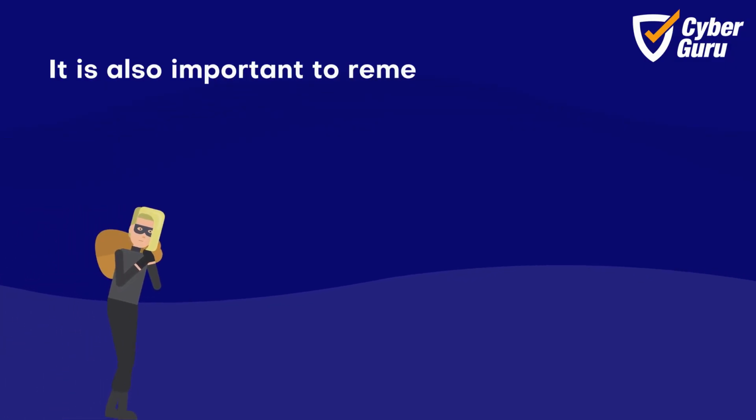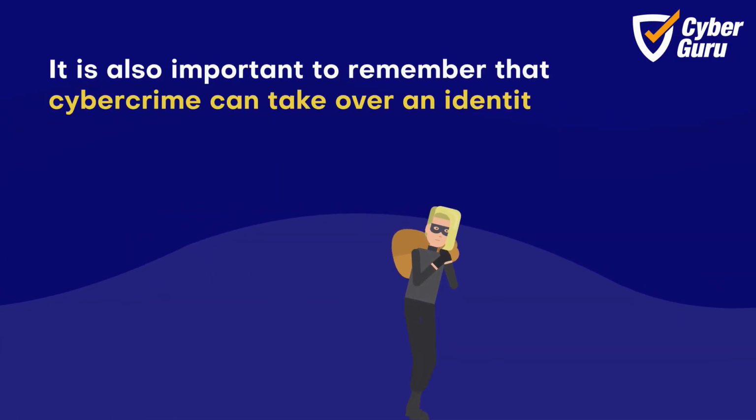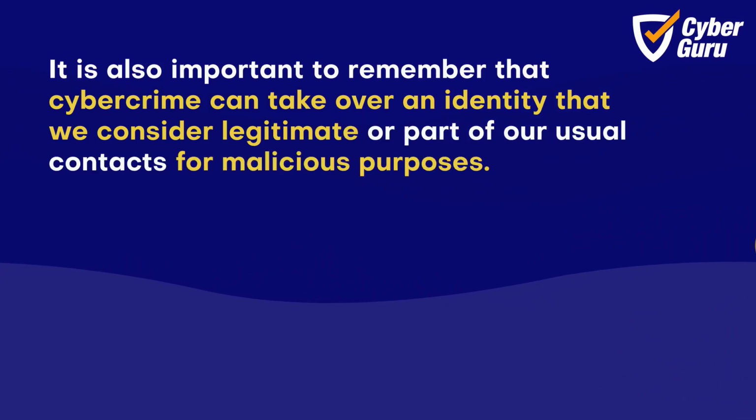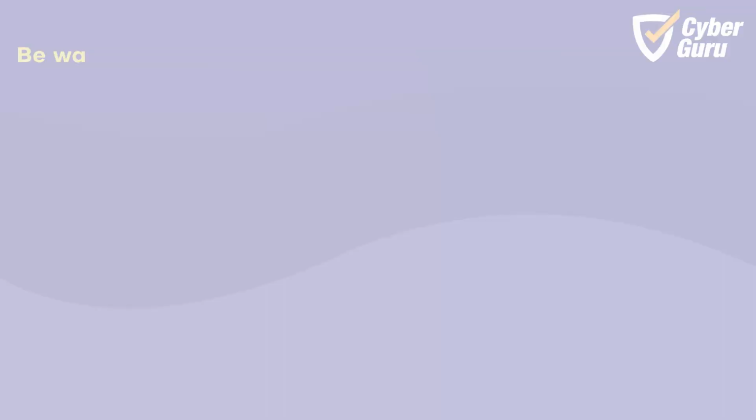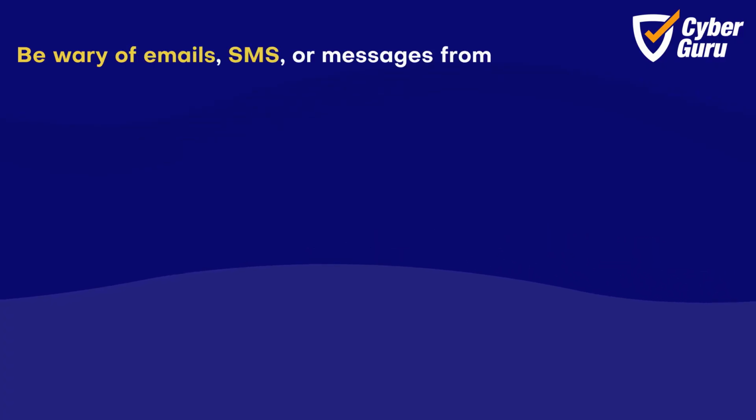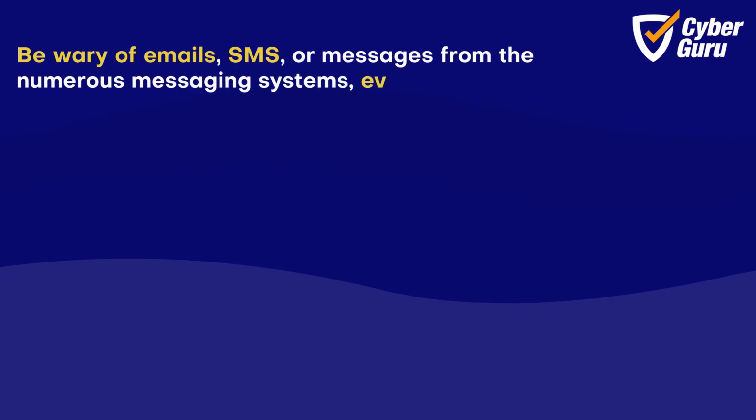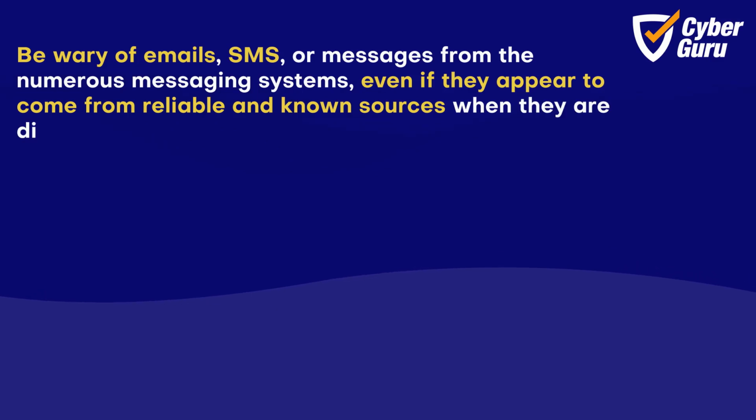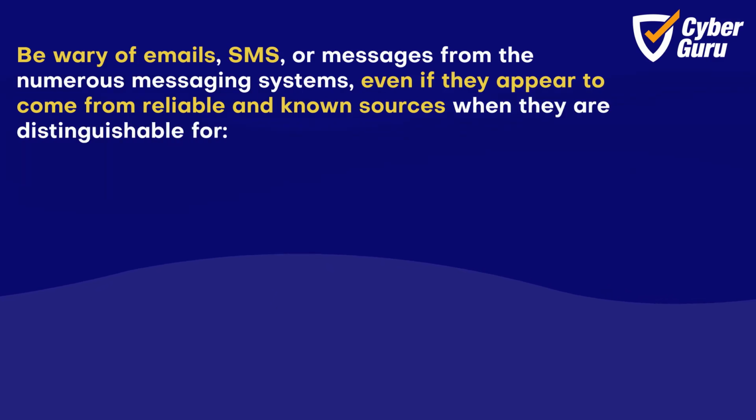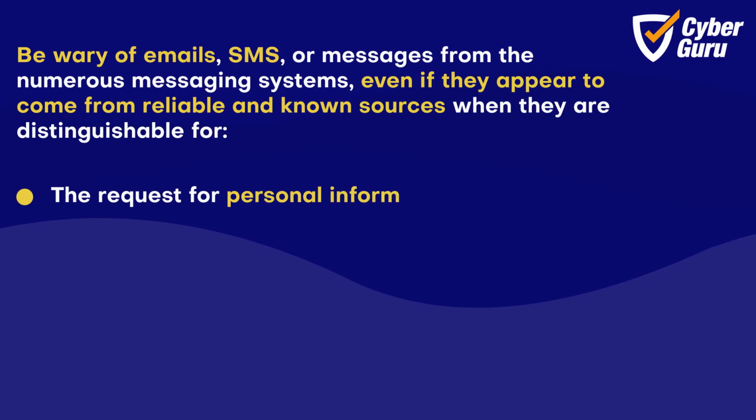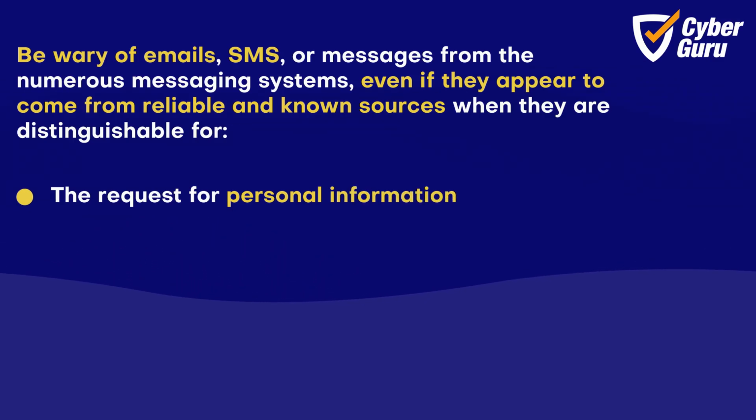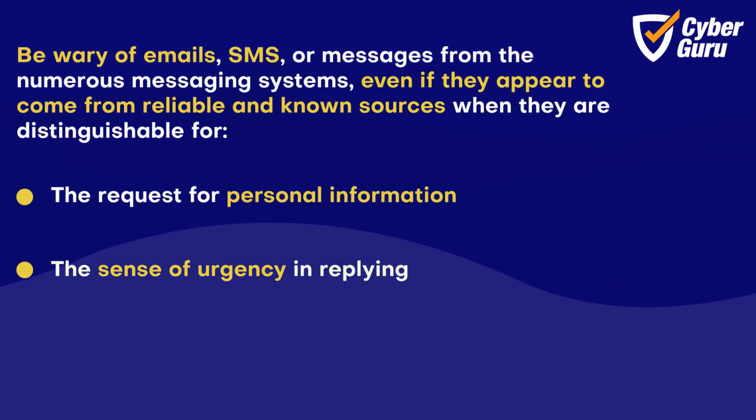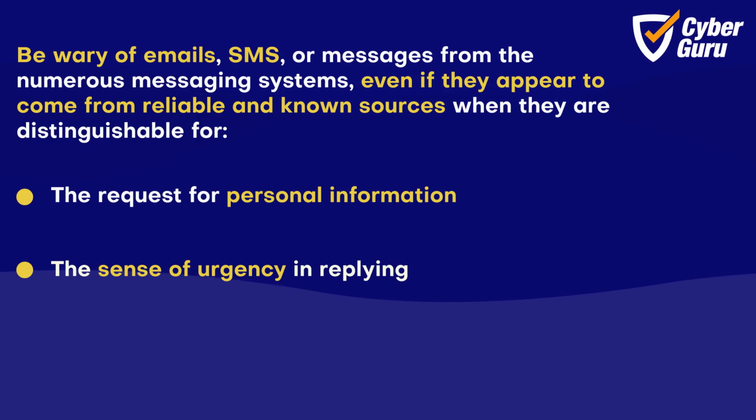It is also important to remember that cybercrime can take over an identity that we consider legitimate, or part of our usual contacts for malicious purposes. For this reason, it is always necessary to be wary of emails, SMS, or messages from the numerous messaging systems, even if they appear to come from reliable and known sources. They are distinguishable by the request for personal information and the sending of any unexpected information. The sense of urgency in replying. Do not click on links or buttons to respond to requests that have a sense of urgency as a distinctive feature.